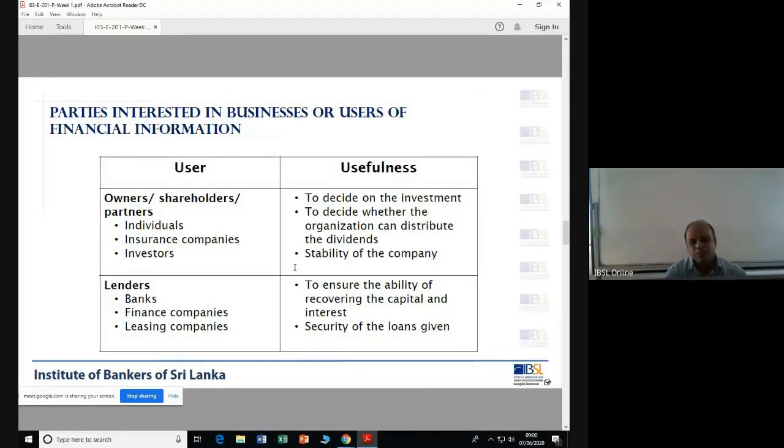In the case of a fixed deposit, you get interest. But when you go and invest in shares of a company, you don't get interest. What you get is called dividends. The term is dividends. D-I-V-I-D-E-N-D-S. Dividends.